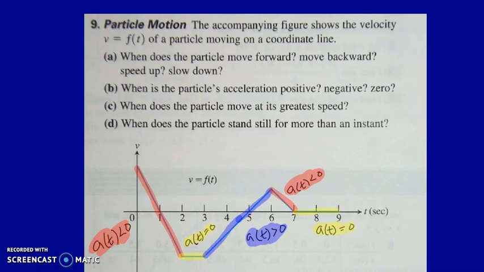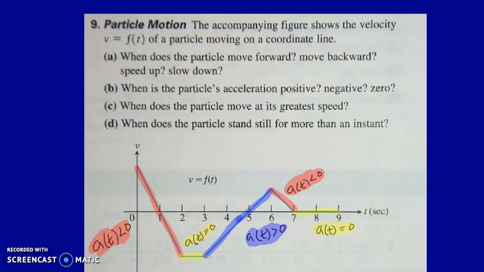So then we have acceleration is positive in the interval from 3 to 6. Acceleration is negative in the interval from 0 to 2 and the interval from 6 to 7. And then acceleration is 0 in the interval from 2 to 3 and the interval from 7 to 9.